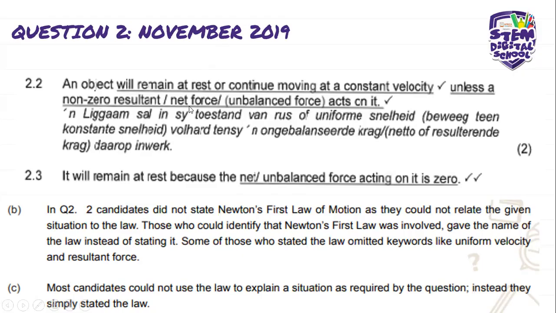Now, be able to state it. I mean, if you omit the words constant velocity, you would lose marks. If you omitted the word rest, you would lose marks. If you omitted the phrase will remain, you would lose marks because it would lose the scientific meaning. So we know an object will remain at rest or continue moving at a constant velocity unless a non-zero net force acts on it.